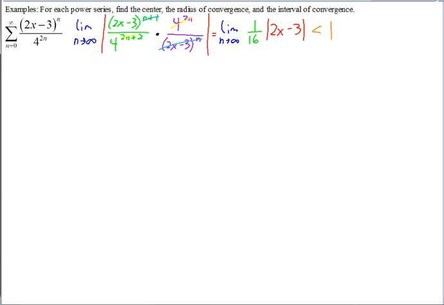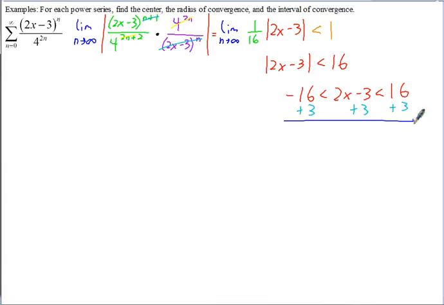So if you multiply by 16, I have 2x minus 3 less than 16, and then rewrite it. Negative 16 less than 2x minus 3 less than 16. Adding 3 to all three parts of the compound inequality gives you negative 13 less than 2x less than 19. Divide by 2 gives you negative 13 over 2 is less than x, which is less than 19 over 2.